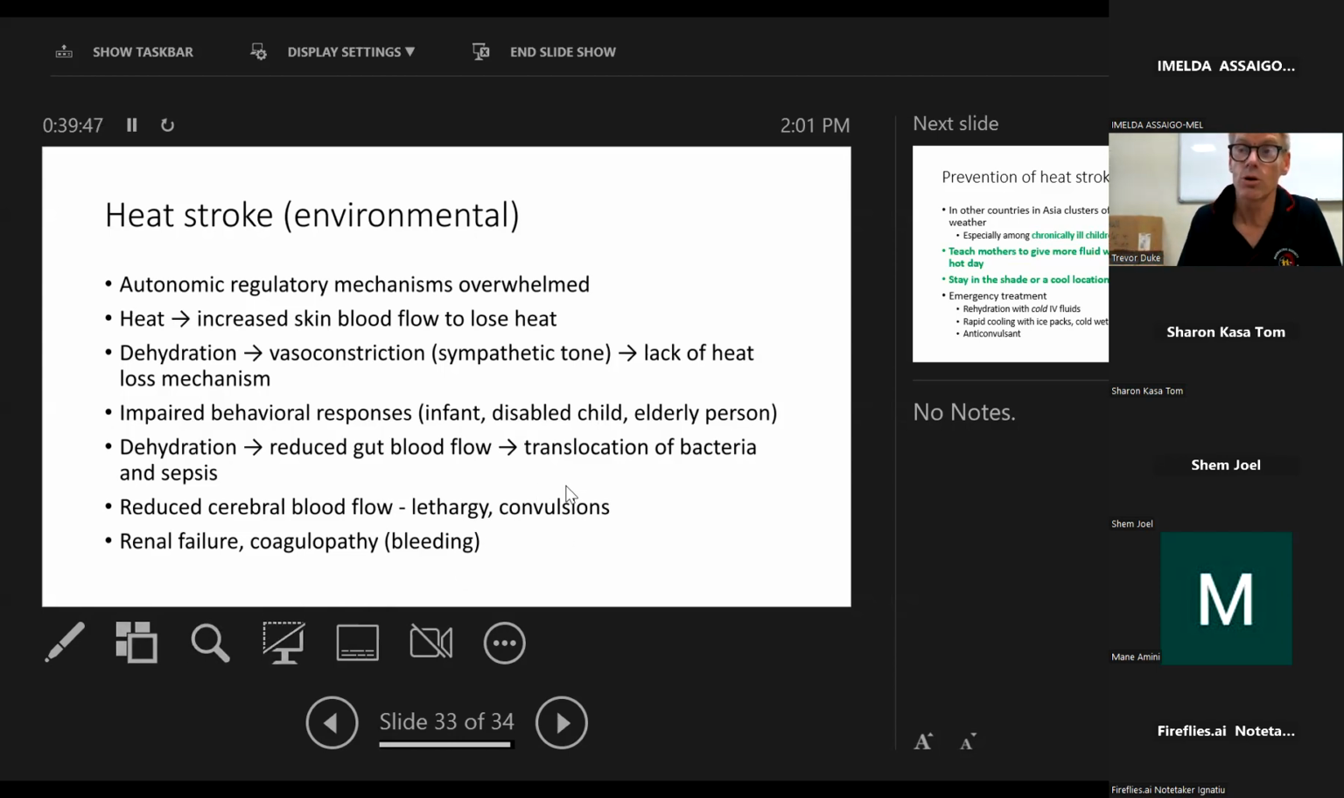I think all I'm trying to really get you to do is think about it in your differential diagnosis and ask the questions about the environment in which the child's been for the last sort of 12 or 24 hours before they came in with a high fever.